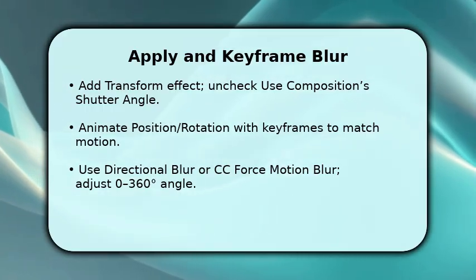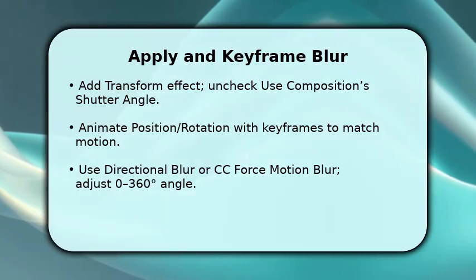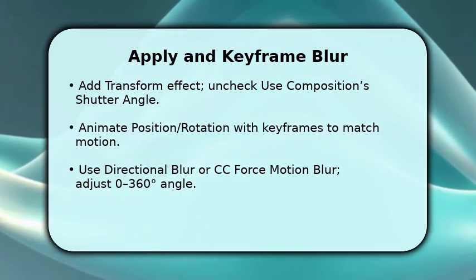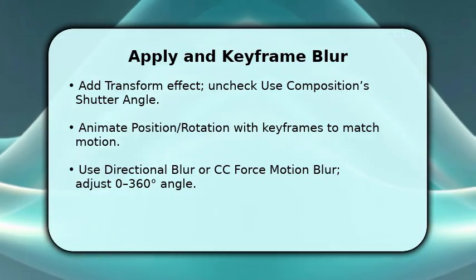Link angle to the motion vector, set it to match the direction of movement. Once keyframed, ease keyframes and tweak blur length so motion reads without ghosting. Make sure to preview at full resolution for accurate results before final render.